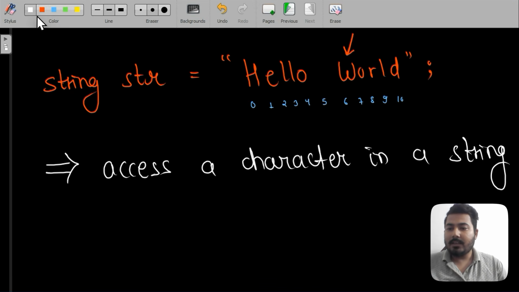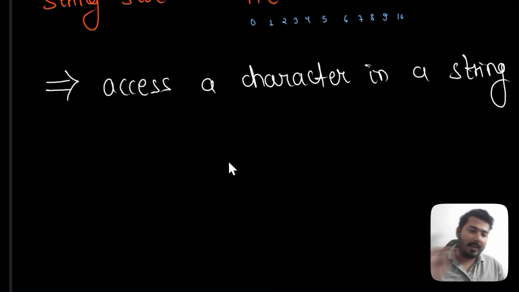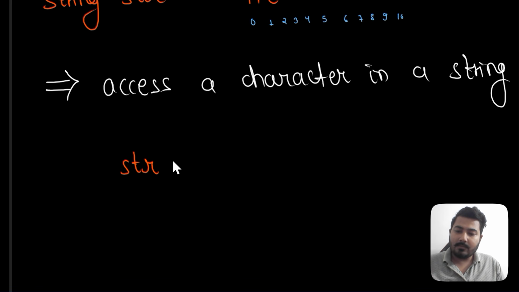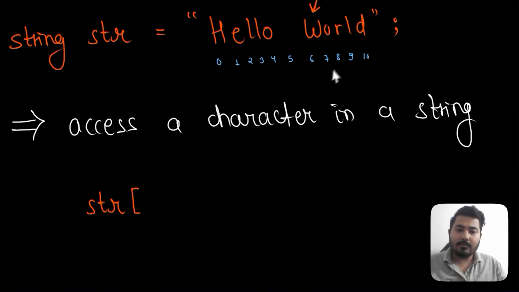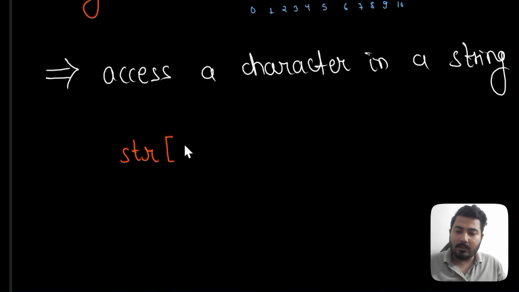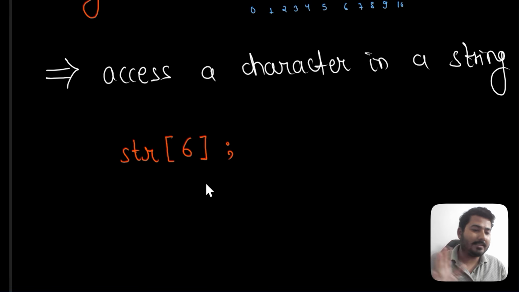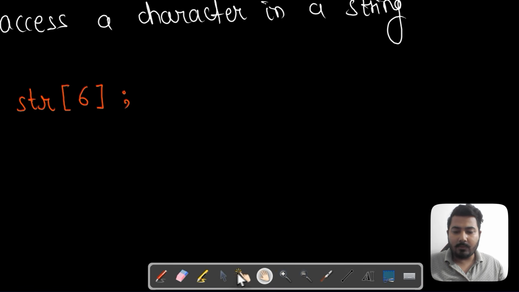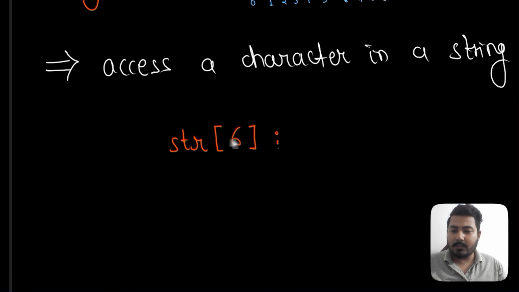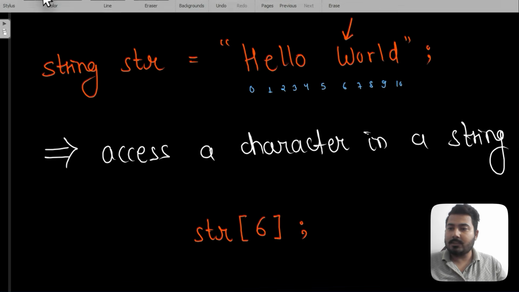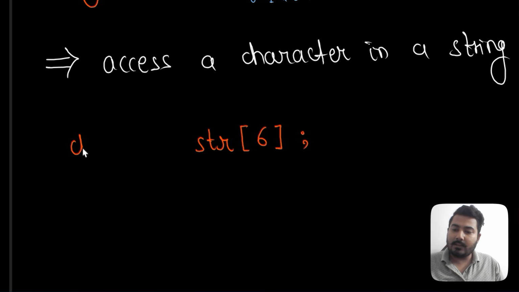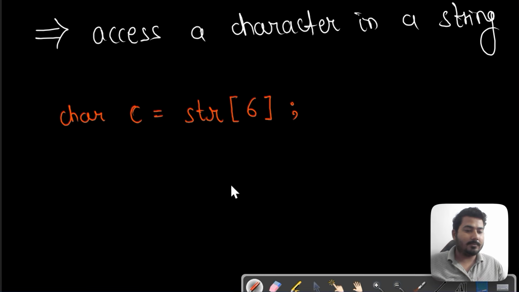You can simply say, in the exact same way as the array, str square bracket, whatever the index is, that is 6. That is how you can simply access a particular character. And if you do not want to just keep it like this, you can simply store it in some character variable as well. Let's suppose character C, you can store it like this.